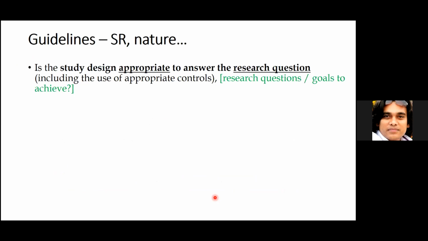Another guideline from Scientific Reports, Nature, is: is the study design appropriate to answer the research question?